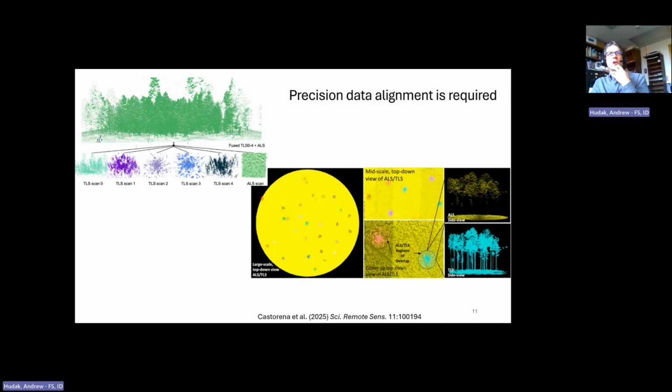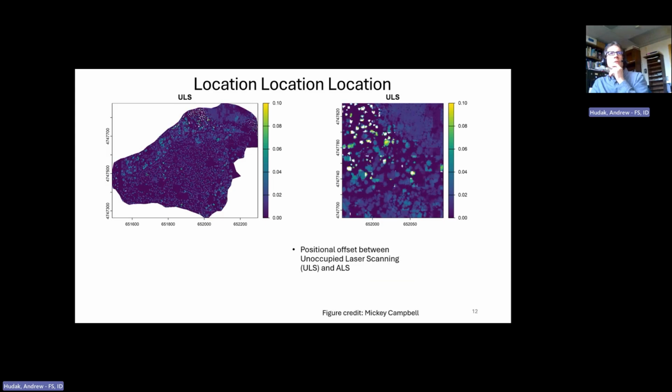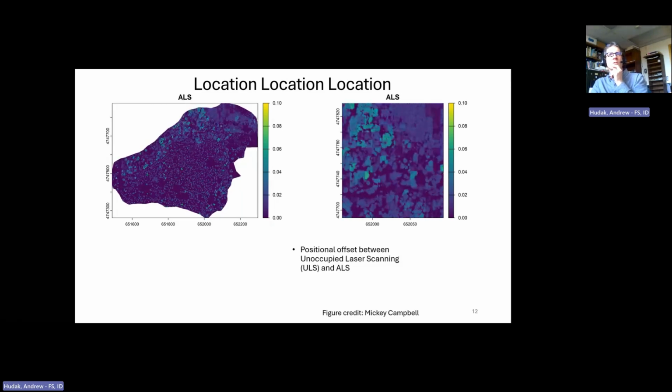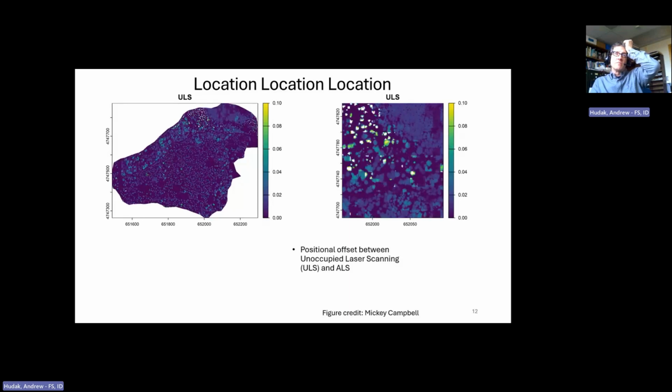So here's a top-down view of a large plot with ALS scans depicted in yellow, and then some plots within with TLS scans, and the software co-registers these point clouds. It's actually an important step because there's always a little bit of an offset, and it tends to be about a meter or two. Here's an example of the offset between ALS and a UAS LiDAR collection. Here we're calling it ULS, unoccupied laser scanning, but it's from a drone, and we observed this offset in this Sican Marsh study area that I'll talk about more later.